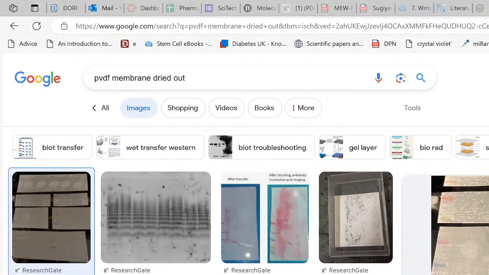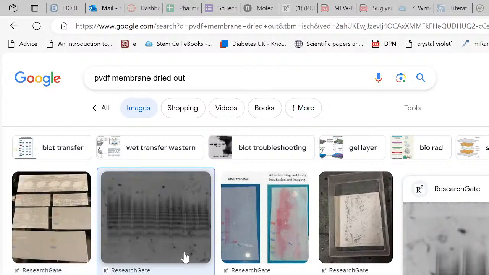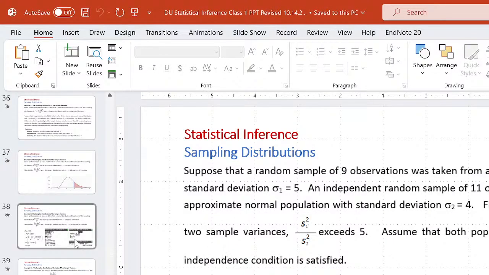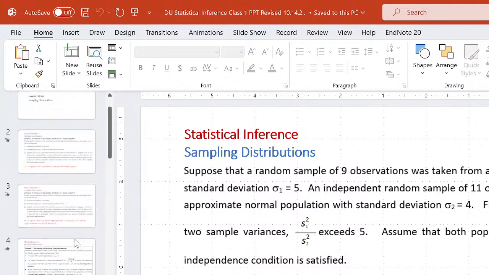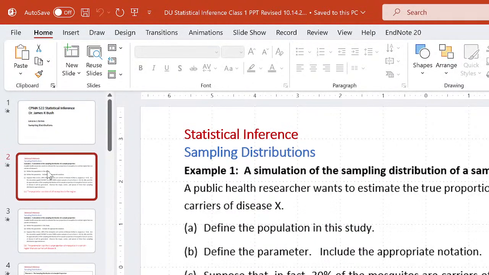So our opening example is this. A public health researcher wants to estimate the true proportion of mosquitoes in a certain region that are carriers of some disease. Mosquitoes carry diseases, but not all mosquitoes are carriers. Okay? So let's begin the way we always begin an inference problem, because the idea of inference is to make a claim, test a claim, or estimate some unknown population parameter. Right now we're focused on that one.